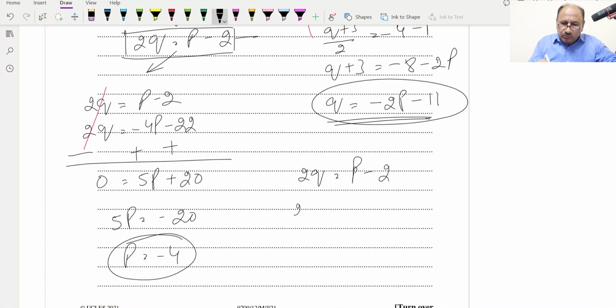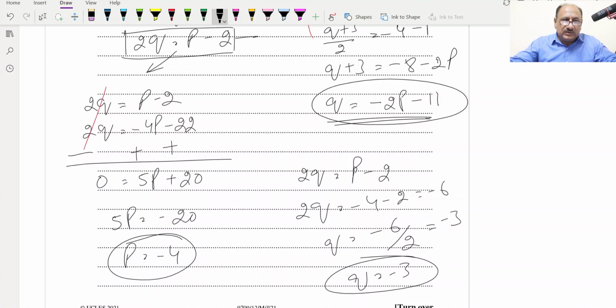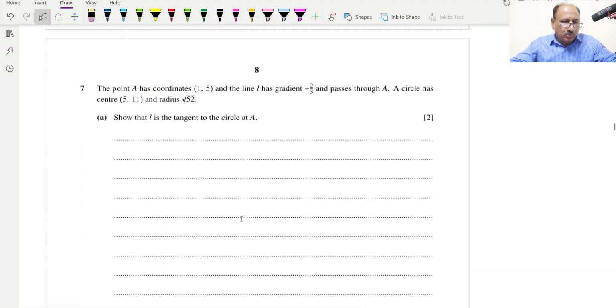So I will replace in 2q is equal to p minus 2. So q is minus 4. So this will be minus 4 is equal to p minus 2. So minus 8 plus 2 is equal to p. So p is equal to... basically we have made a mistake again. We have to replace the p value, we are replacing 2. So the p value is minus 4 minus 2, which is equal to minus 6. So q is equal to minus 6 by 2, which is equal to minus 3. So q is equal to minus 3. These will be the values which are required.